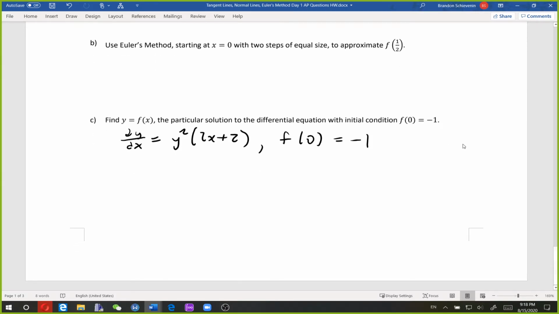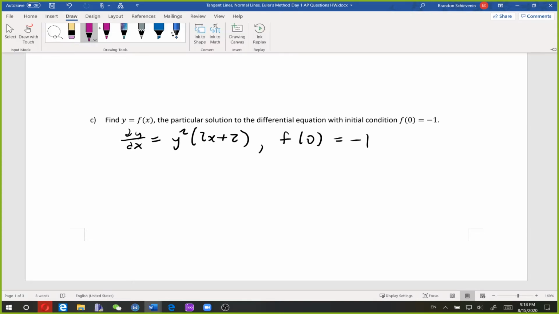Andrew, if I want to find the particular solution to this differential equation, what's the first step that we have to do? Okay, what's that going to look like for us?